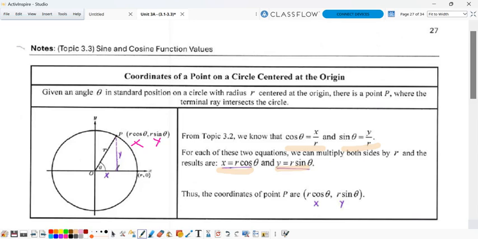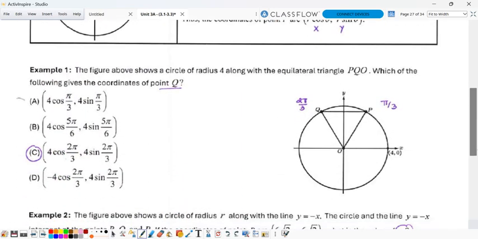Now remember, cosine is always adjacent, which is always horizontal, which is always the x coordinate. Sine is always the vertical, which is the opposite, and it's always the y coordinate. So this will simplify so many trig values on the unit circle, because all we have to know is we keep moving the point P on the unit circle based on the angles. So let's take a look at this example here.